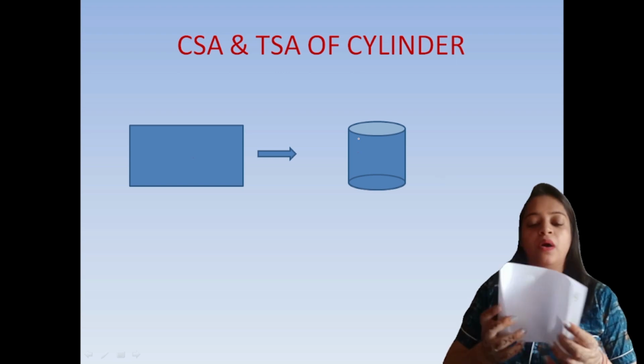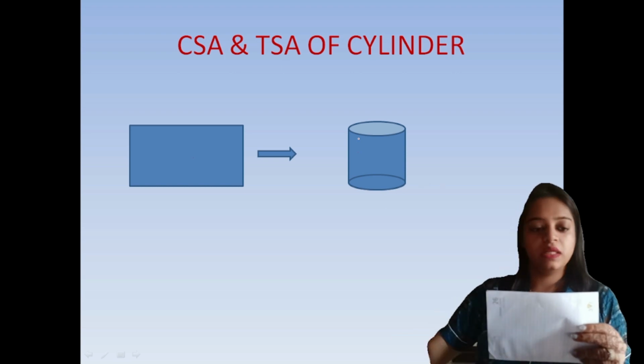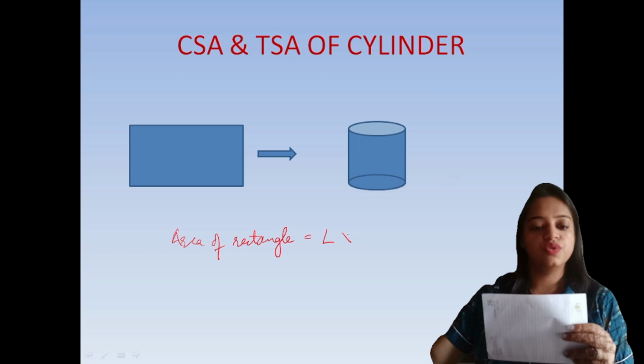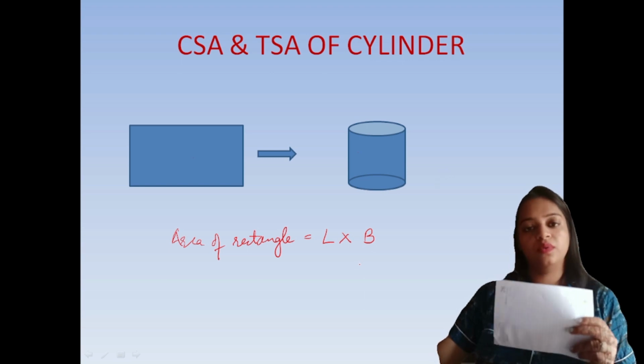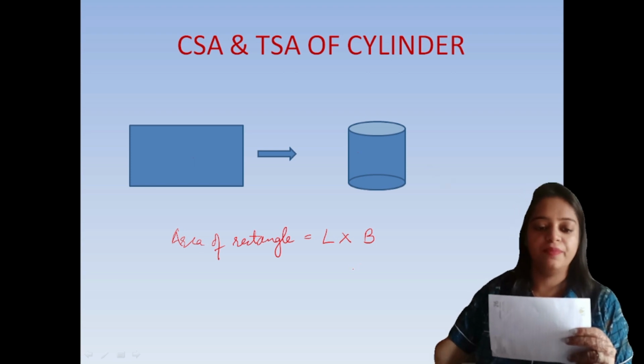Now we know about the formula for area of rectangle, right, which is length into breadth. I am writing here area of rectangle. This is length into breadth, right? So this rectangular sheet of paper is converted into cylinder, and we want to see what will be the area of the cylinder so formed from this rectangular sheet of paper.